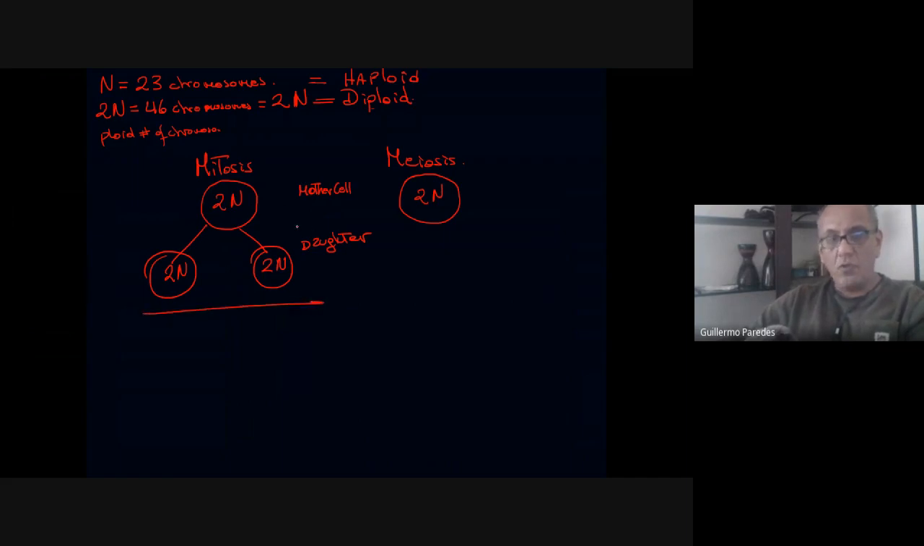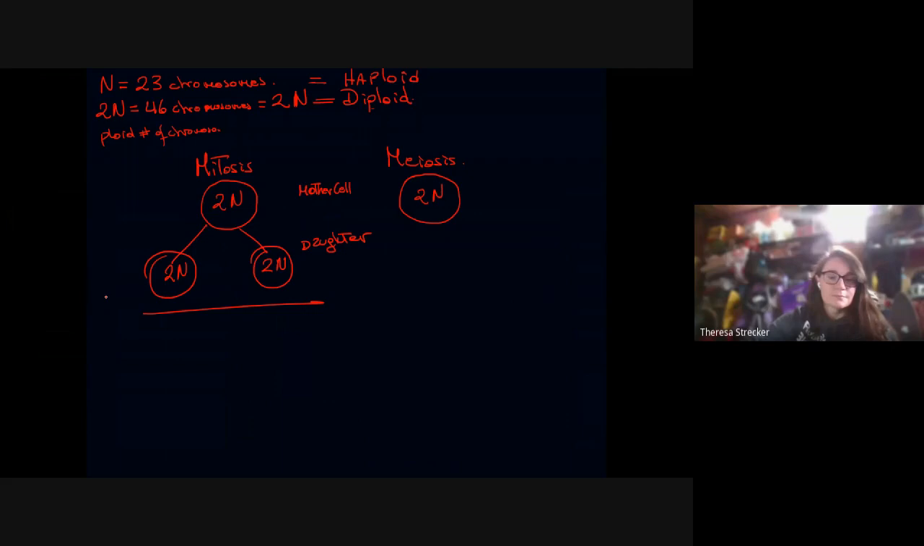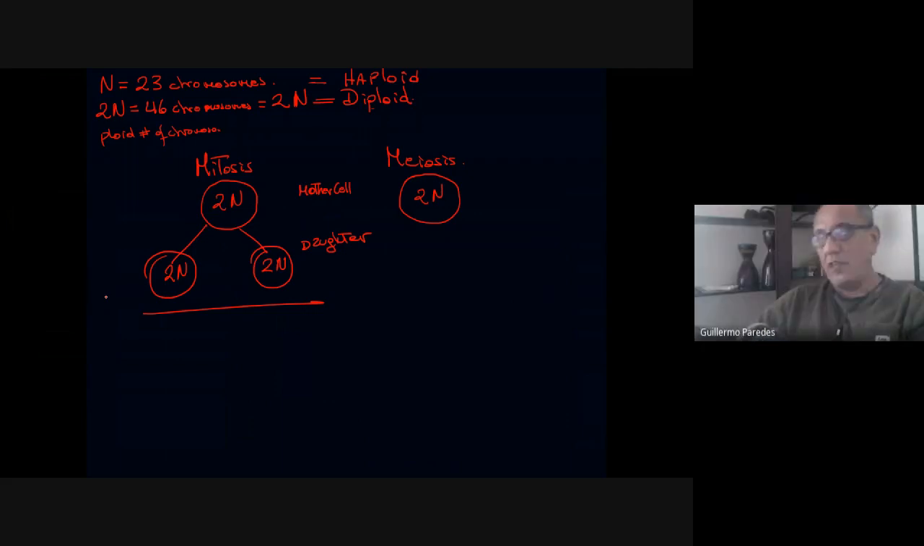So you have two daughter cells that are each going to be diploid, 46 chromosomes or 2N chromosomes. Tell me, how many cells do we have at the end of mitosis? Two, three, four, how many? Two. Two.